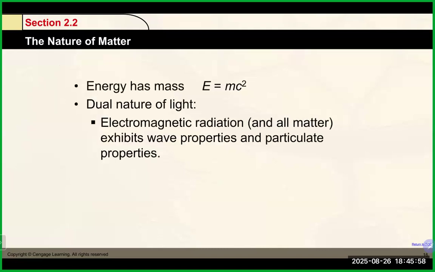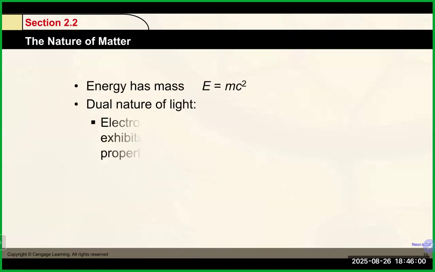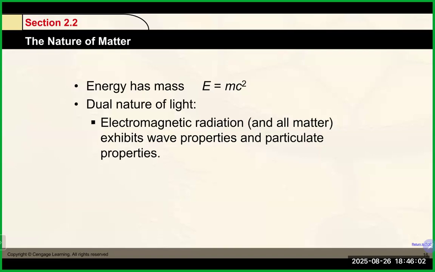All right. Now, as I mentioned before, there's this idea, in Einstein's equation E equals mc squared, of the dual nature of light. Electromagnetic radiation is this idea that particles can have wave-like functions and waves can behave as particles as well.